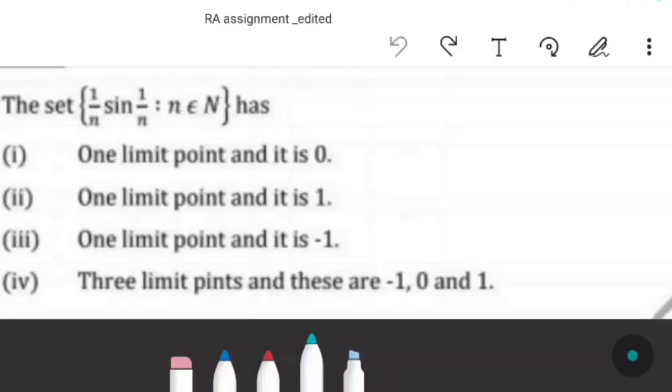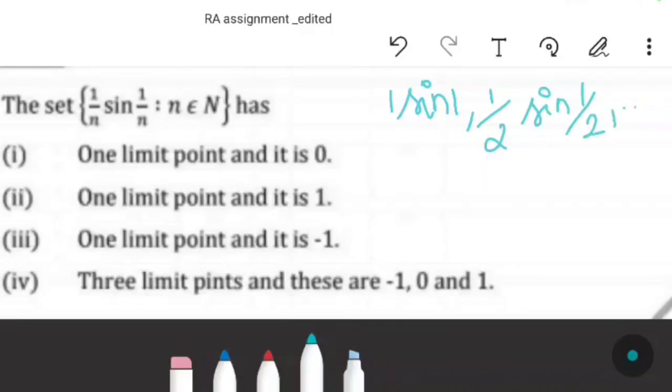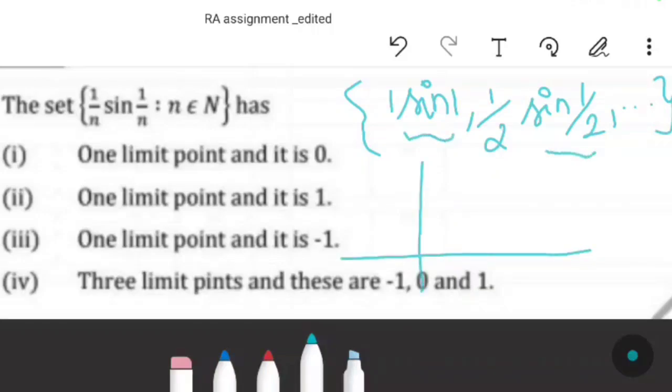Let's look at this problem in two ways. The first way would be, I'm going to substitute and see: 1 sin 1, 1/2 sin 1/2, and so on. Let me plot this, and you should know that sin 1, sin 1/2, everything will lie in this region.